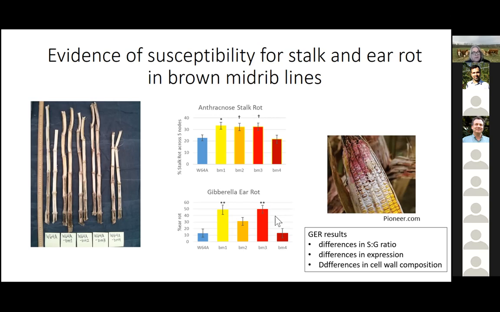The important thing to notice is that brown midrib 2 and 4 are not actually more resistant, they're just not more susceptible. But this can tell you something about maybe how gibberella ear rot works and what targets you can use for breeding for ear rot. Also, it tells you that brown midrib 1 and 3 might make for very bad field corn, grain corn to put in your silo.